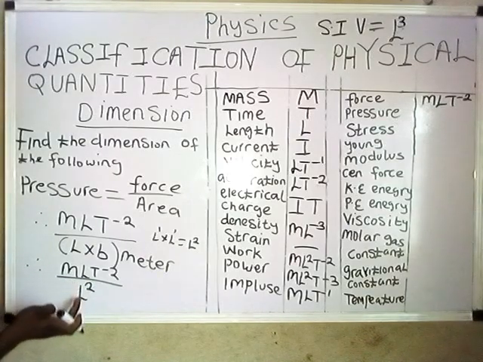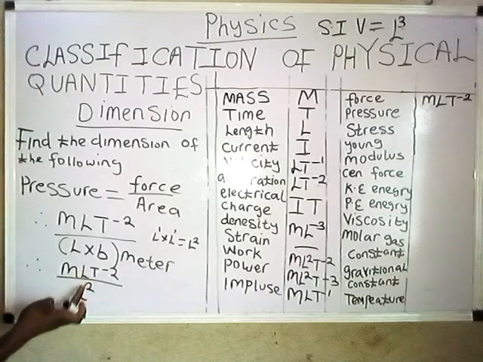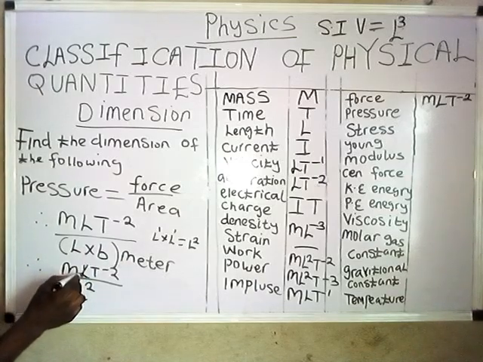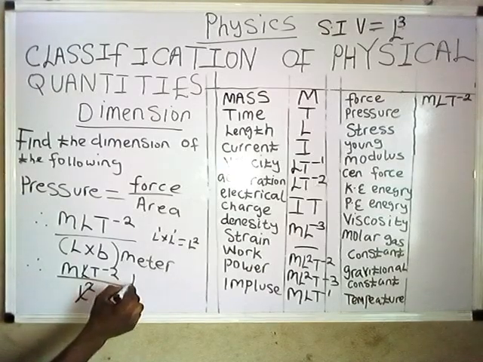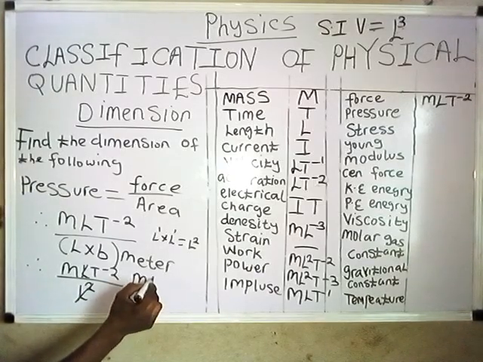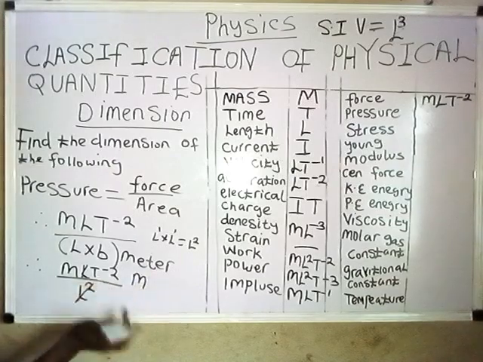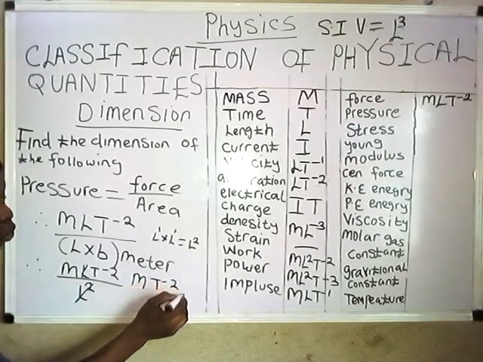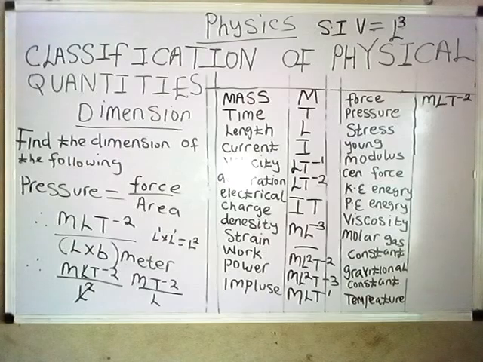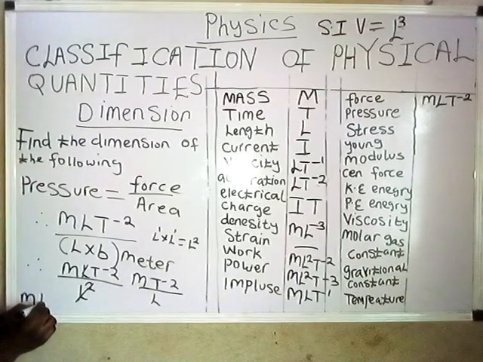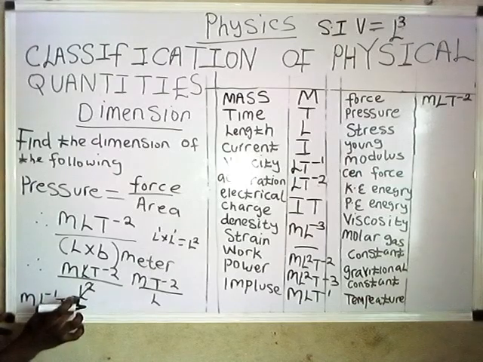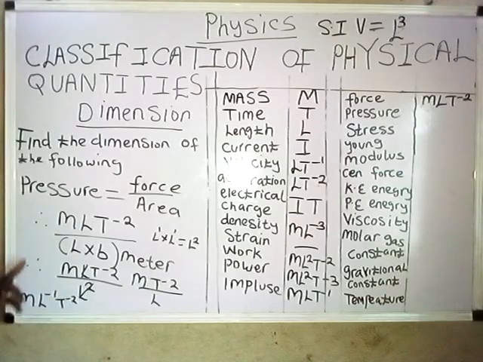Okay, let's make it easier. We have L here, we have L here. One L cancels out. We will therefore have no L again, it has gone, T raised to power minus 2 over L. If this L is to come up, we will now have L raised to power minus 1 and T raised to power minus 2. So this is the dimension for pressure.